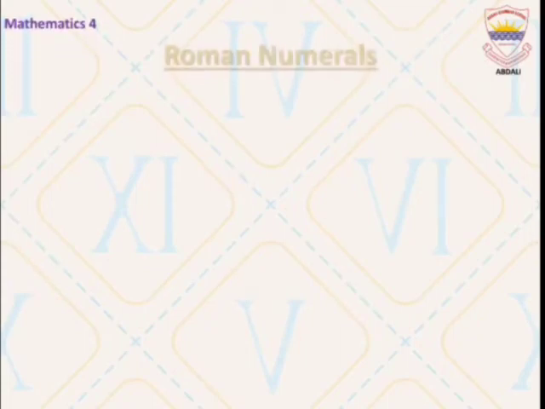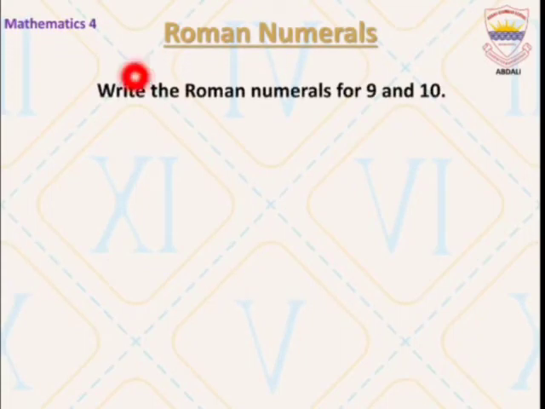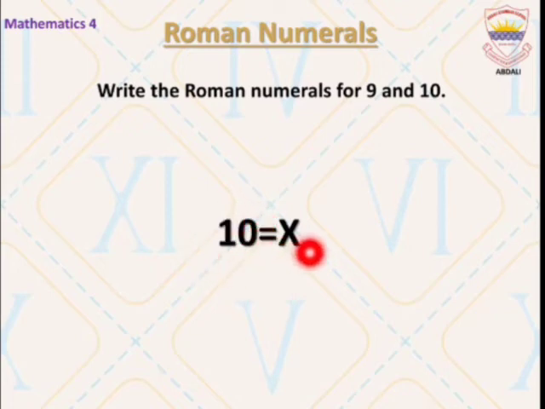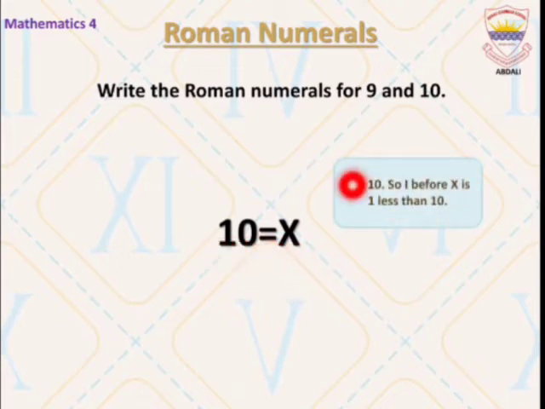Now students, let's learn to write the Roman numerals for 9 and 10. Learn these two Roman numerals. 10 is equal to X. X represents 10, so I before X is 1 less than 10.